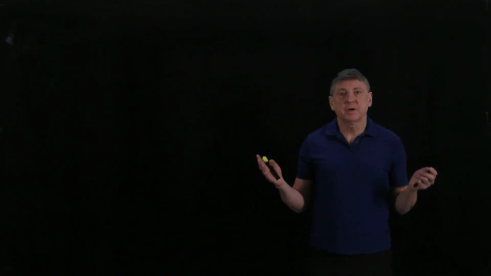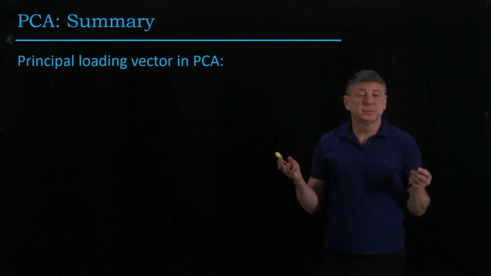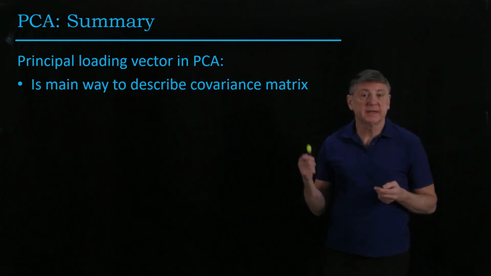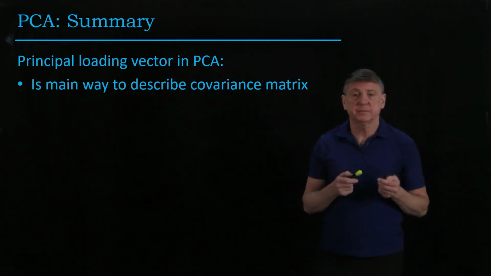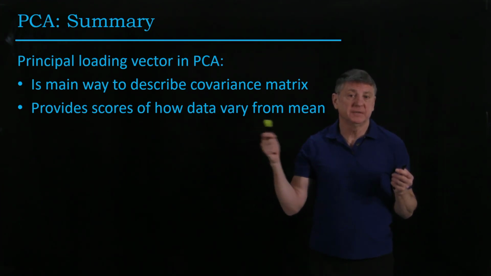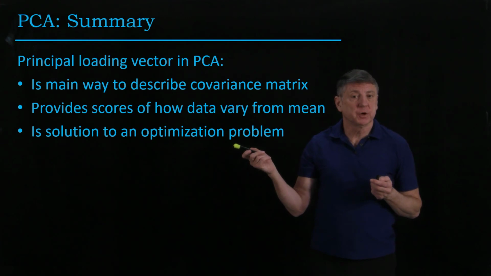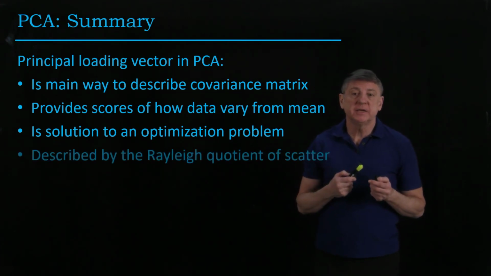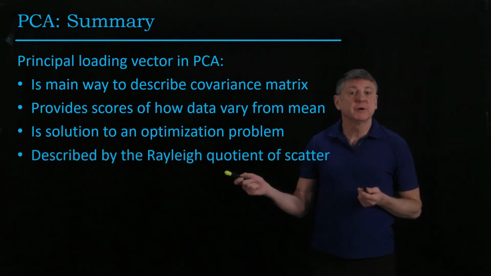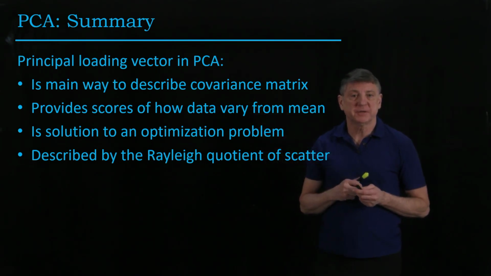Let's briefly summarize what we understand now about principal components analysis. The principal loading vector that we find in PCA is the main way that we describe a covariance matrix. It provides scores of how the data vary from the mean, and it's a solution to an optimization problem. In addition, we can describe this using the Rayleigh quotient of the scatter matrix rather than the covariance matrix.